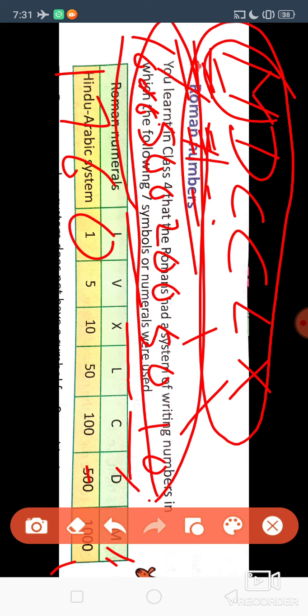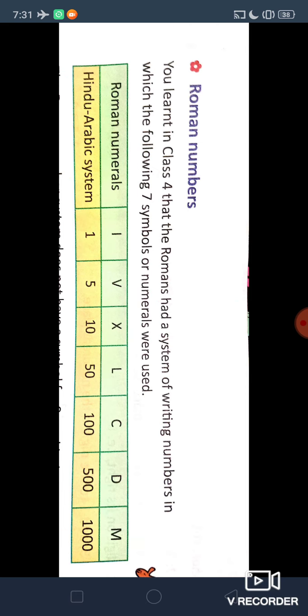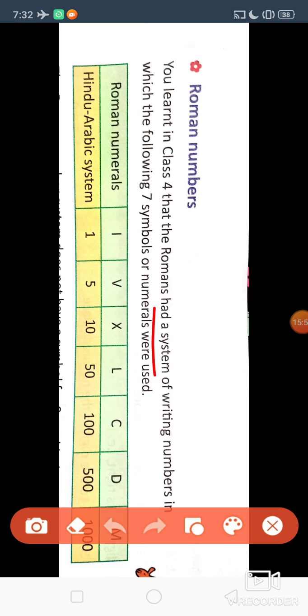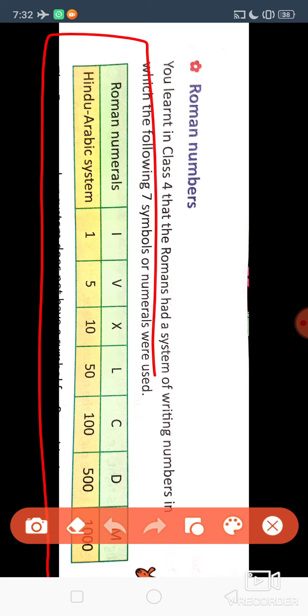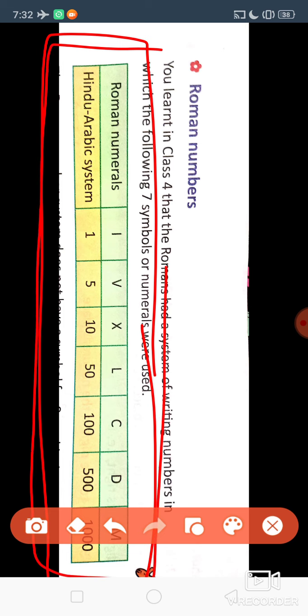You have to add. So for that, first of all, you have to learn this table. And if smaller numbers are after a larger number, then you have to add. And if a smaller number is before a larger number, then you have to subtract. So this is your first part. First of all, you have to learn this table.